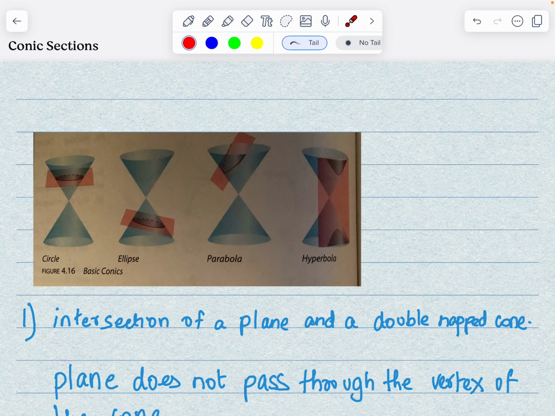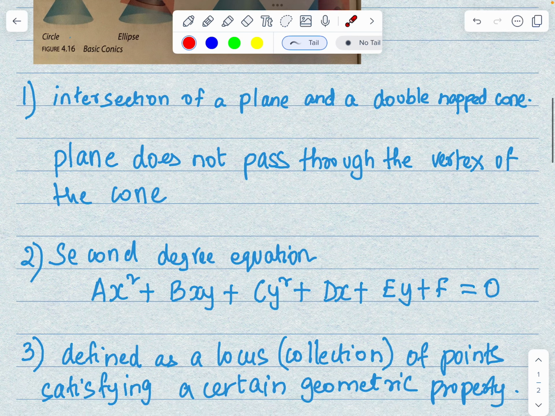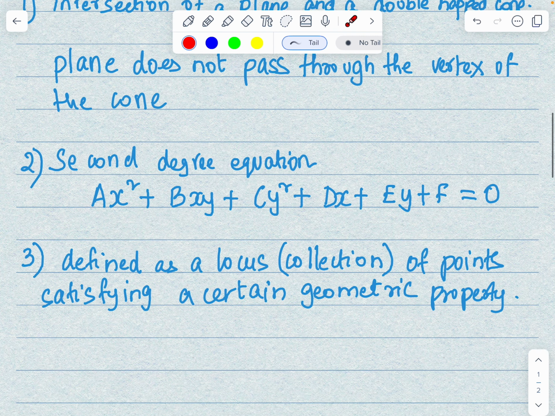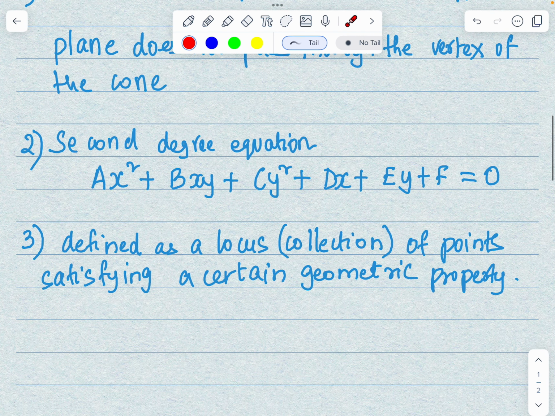Now, these conic sections can also be represented algebraically as a second degree equation, and it looks like this. We don't deal much with this, but we will see all the equations of each of the conic sections. This is just the general form of a conic section. The third way to define conic sections is as a locus, which also means collection, of points satisfying a certain geometric property. And you will soon see what I mean by this.